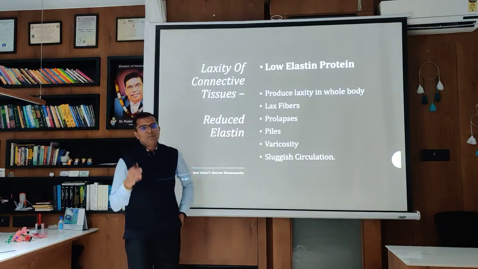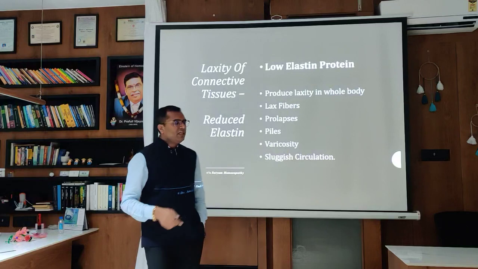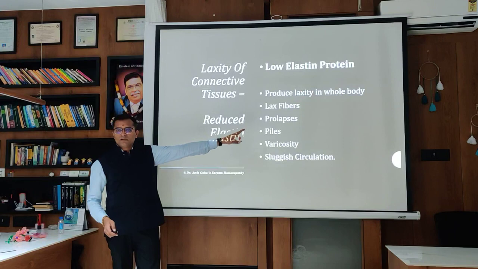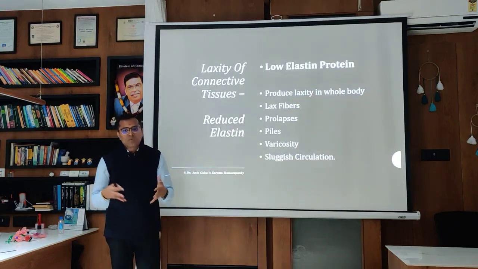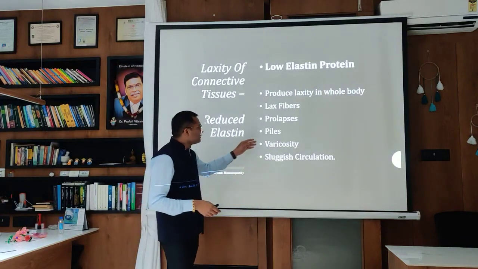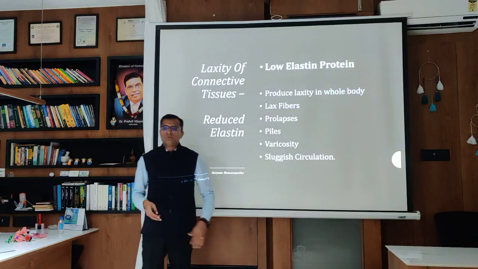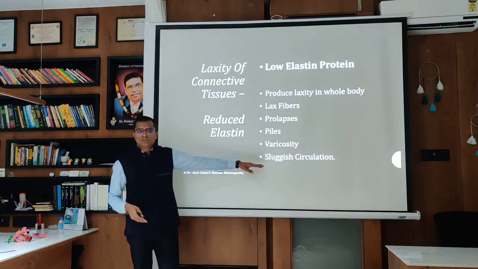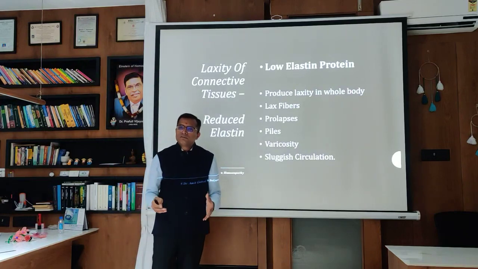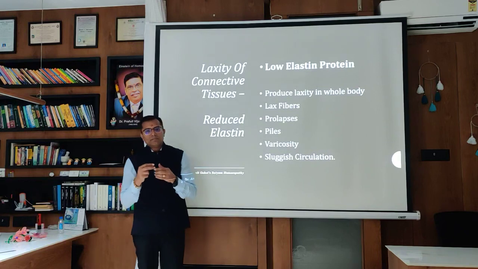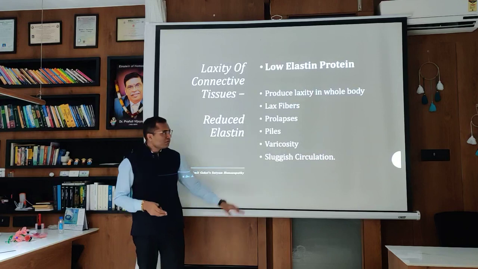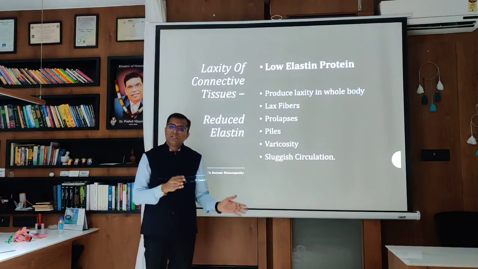And laxity at the level of the body, at connective tissue particularly, produces lax fiber. If it is at a muscular level, it produces lax fiber. If it is at the round ligament, it produces prolapse conditions. At the venous level, it produces piles. At the portal circulation, it produces sluggishness of circulation. And at the veins of the leg, it produces varicosity, because the musculature of the veins becomes lax, so they become tortuous. So this is varicosity. So this is called reduced elastin.